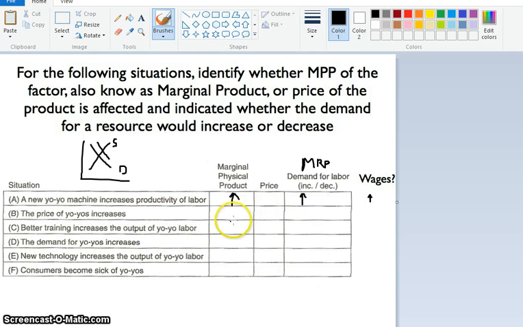All right? So let's do the second one here. It says the price of yo-yos increases. Does that change the worker's ability to produce? No. But it does drive the price up. And so now each worker is going to appear more valuable because their MRP has gone up again. So the demand for labor, or the marginal revenue product, increases, so the wage also increases. Okay? So I'm going to let you try the 4 that remain here. Okay? If you have any trouble, be sure to let me know.